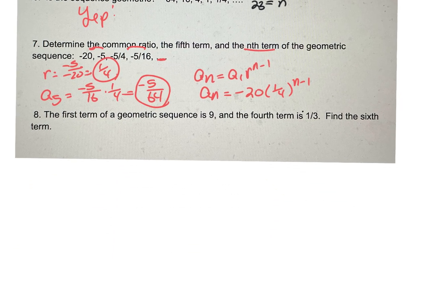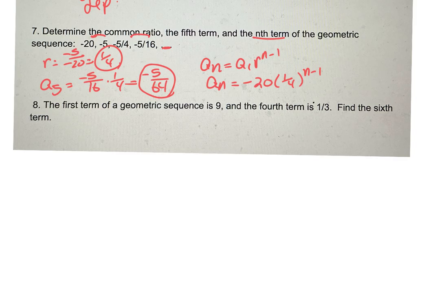Number 8. Number 8 says the first term of a geometric sequence is 9. So here's what I know. I know A1 is 9. The fourth term is 1/3. I need to figure out eventually what is the sixth term.